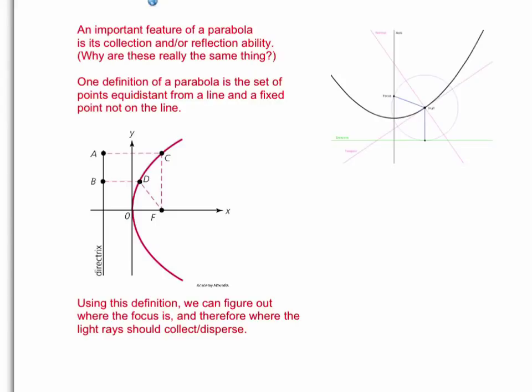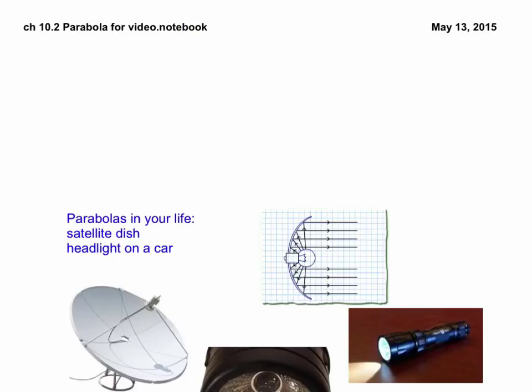That is where, if you have some sort of a reflector or really anything, light rays or sound rays or radio waves or whatever they are would collect, or where they would disperse, which means that you can see parabolas anywhere. Let me try to move this up.